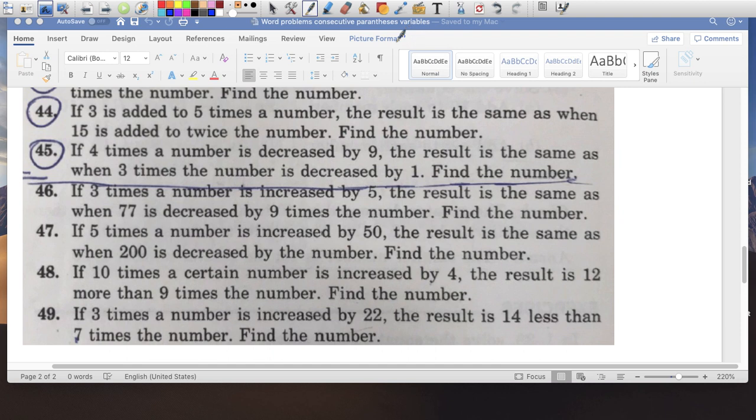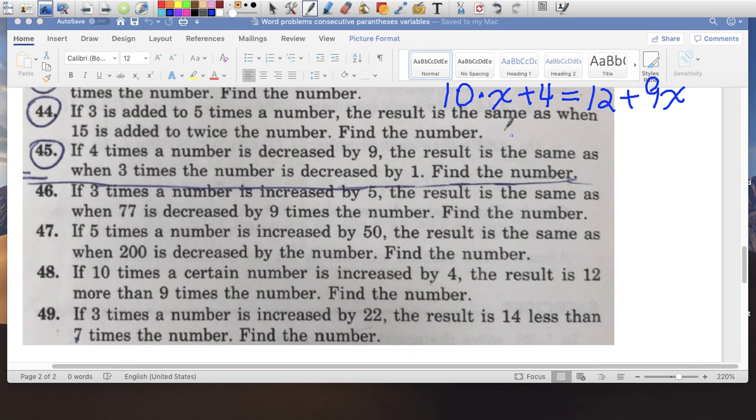48. If 10 times a certain number that I don't know, let's call it x, is increased by 4 or plus 4, the result equals 12 more than, here's my more than, 9 times that number.